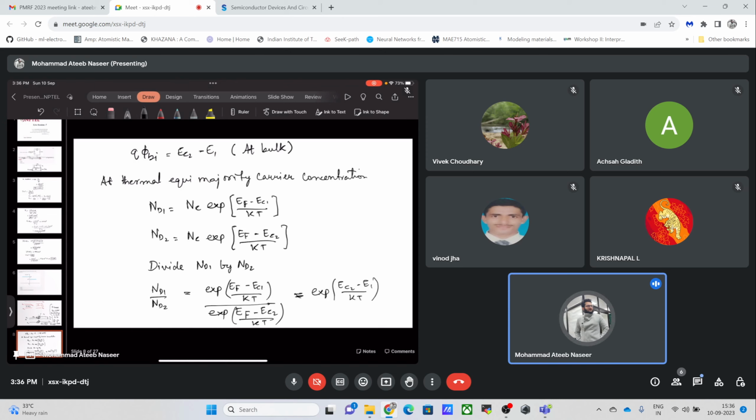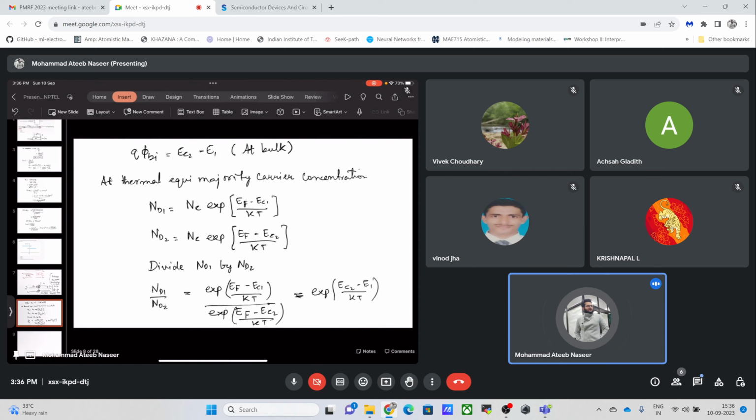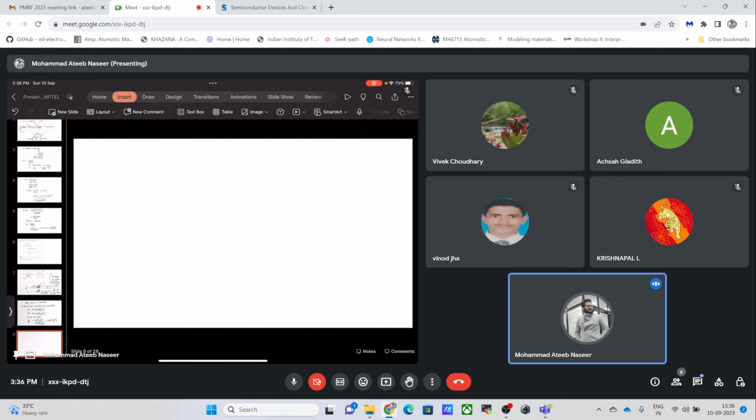So let us insert a slide and take the ln on both sides. It would mean ln of ND1 by ND2 is simply EC2 minus EC1 by KT.